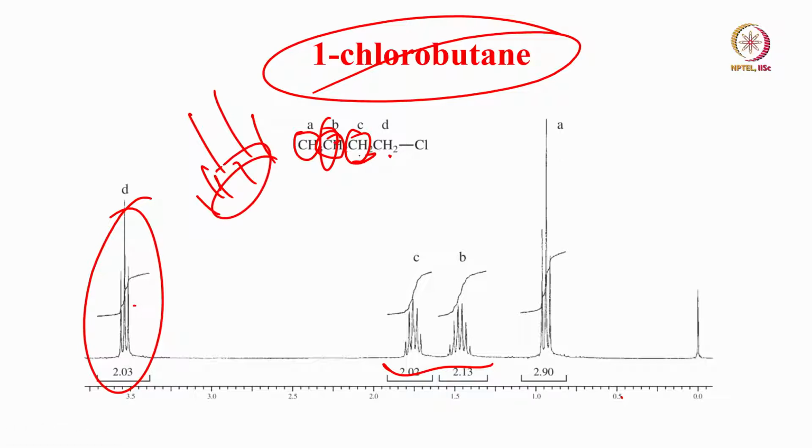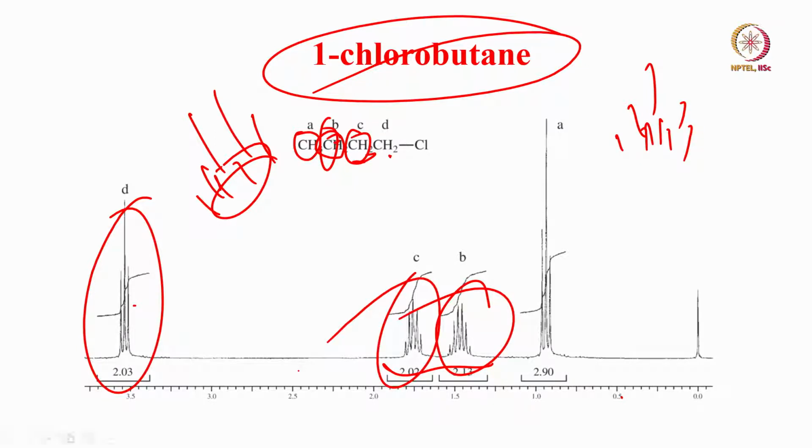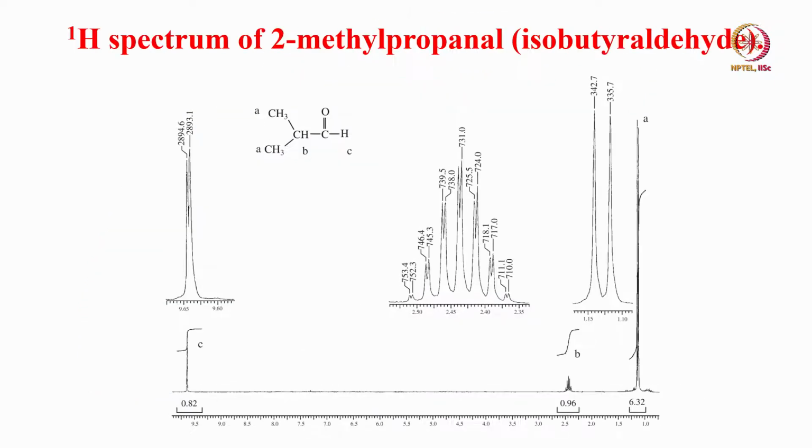Whereas proton C is coupled to 2 CH2s. It is going to be a triplet of triplets. That's what we understood earlier in the multiplicity pattern. So the one which is more complex should be proton B. I would say this is proton B and this is proton C. This is how, based on the chemical shift and the multiplicity pattern, because of the scalar coupling, you can make the analysis of a given spectrum.